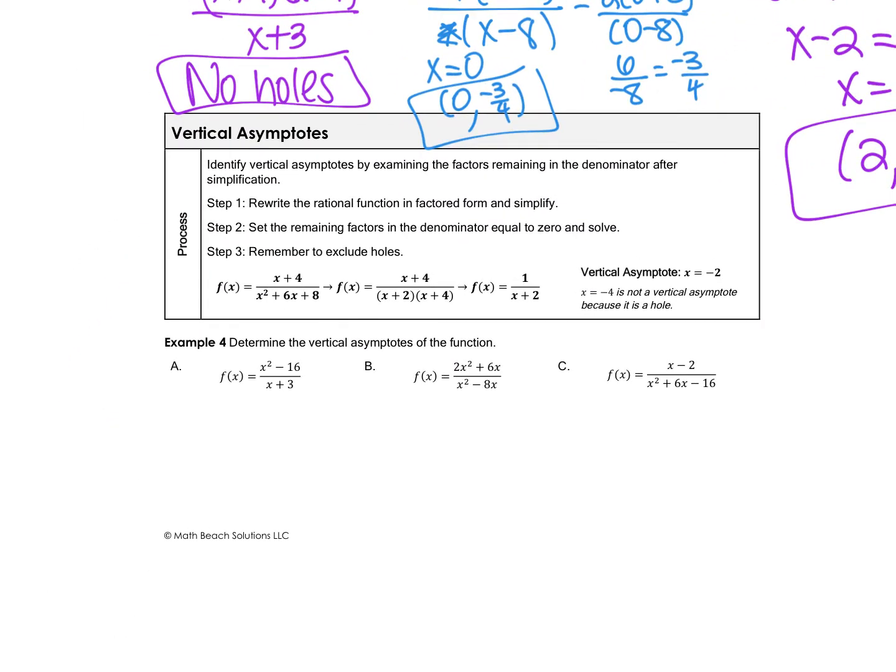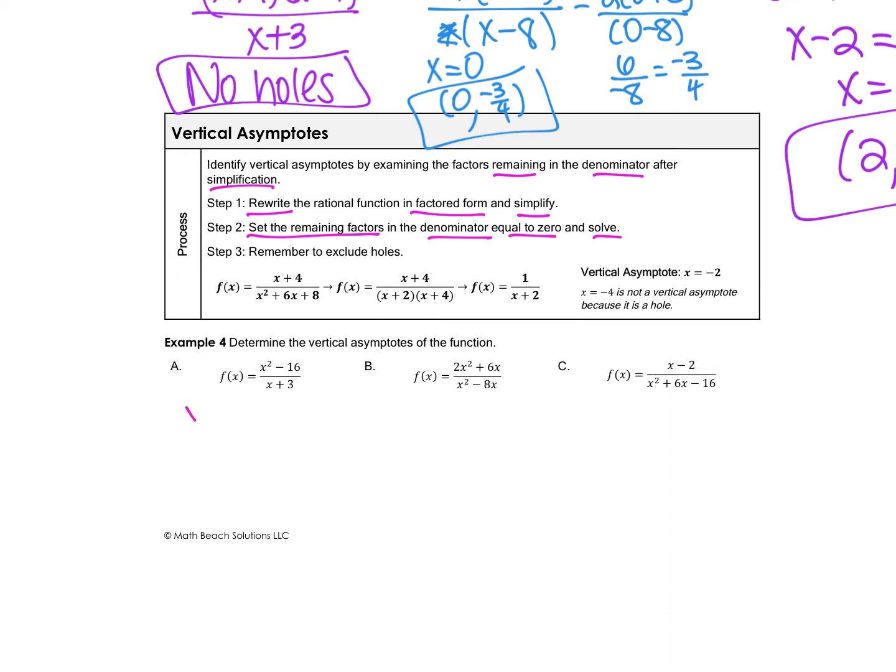All right, so we've gone over horizontal asymptotes, domain, holes. Now we're looking at vertical asymptotes. So vertical asymptotes, identify vertical asymptotes by examining the factors remaining in the denominator after you simplify it. So first thing is to rewrite it in factored form and simplify. Then you're setting the remaining factors in the denominator equal to 0 to solve. Remember to exclude holes. So we're not looking at holes, we're looking at the reduced form after anything cancels.